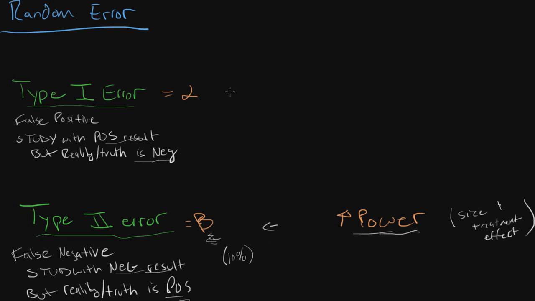Type 1 error is usually reduced by setting a percentage cutoff for a significant result. In most studies, this is set as 5% or 0.05. Once we set this cutoff, we use this for our p-values and confidence intervals.